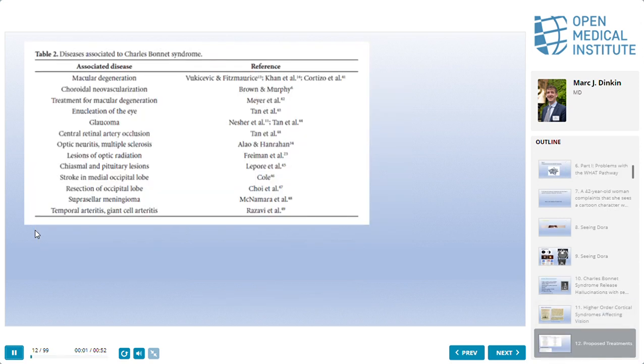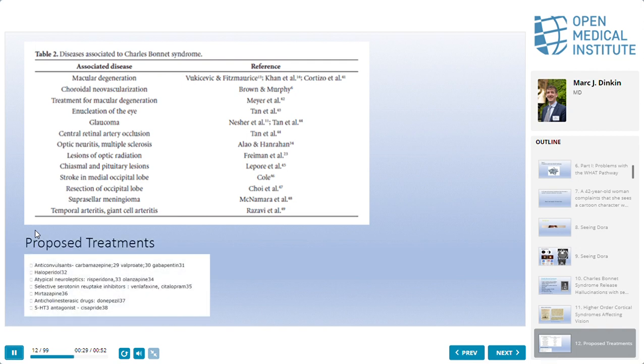And so generally with Charles Bonnet, the hallucinations will be small. They're called Lilliputian, like Lilliput. They're small and they're friendly, usually. That's why I love this case, because what is smaller and friendlier than Dora the Explorer? It's like the perfect case. And there are various diseases that can cause it. The top one, just like you pointed out, macular degeneration. But all of these things can do it.